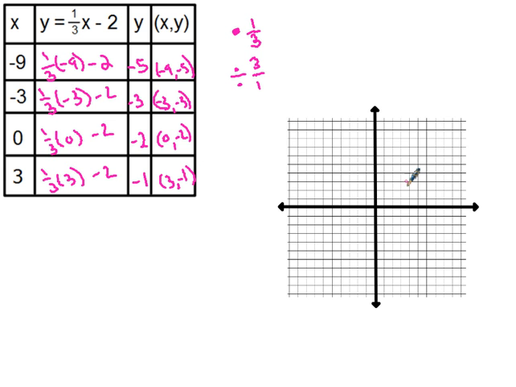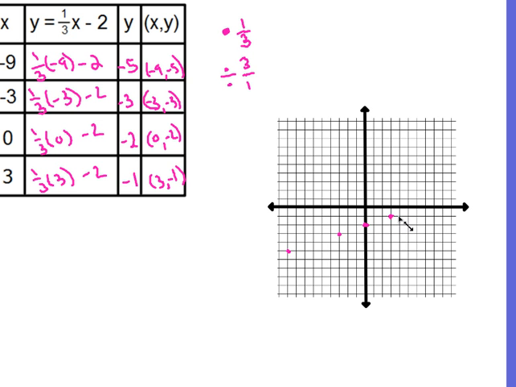Now just plot our points. -9, -5 is 1, 2, 3, 4, 5, 6, 7, 8, 9 left, and 1, 2, 3, 4, 5 down. -3, -3 means 3 left and 3 down. 0, -2 means we stay here and just go down 2. And 3, -1 means 3 to the right, 1 down. Now I can graph my line. We'll go from here and connect through our points. So there would be our line.